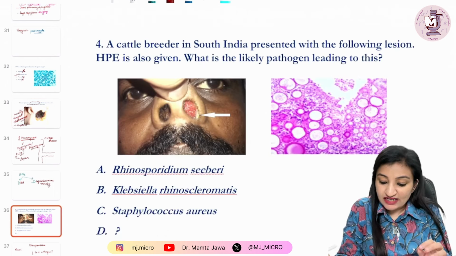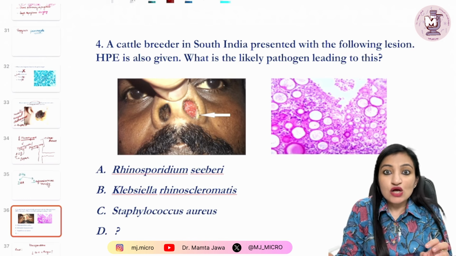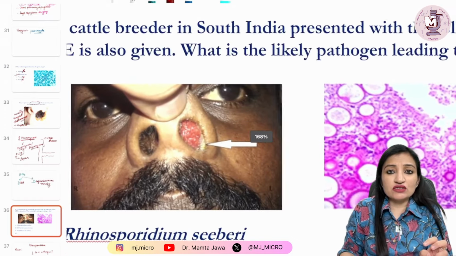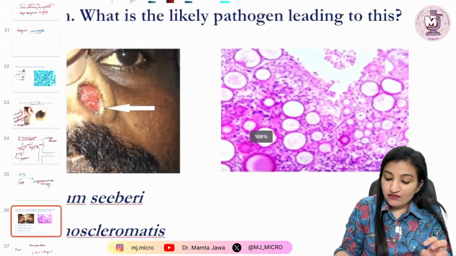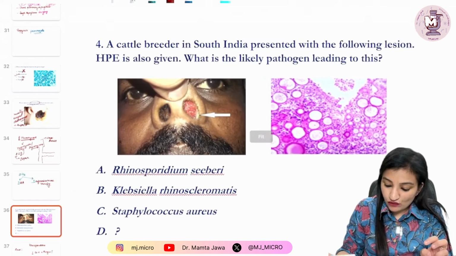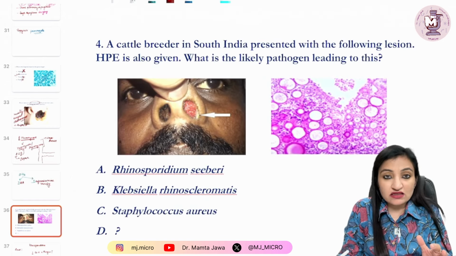Next question. A cattle breeder in South India presented with the following lesion. HPE is also given. What is the likely pathogen leading to this? So you can see this kind of lesion in the nose, and the patient hails from South India, and the microscopy is also given to you. So this is a clear-cut case of what? Infection with Rhinosporidium seeberi, because it looks like nasal rhinosporidiosis.